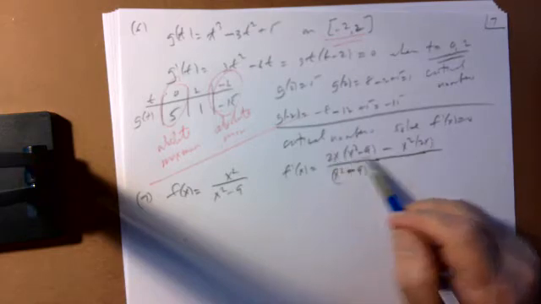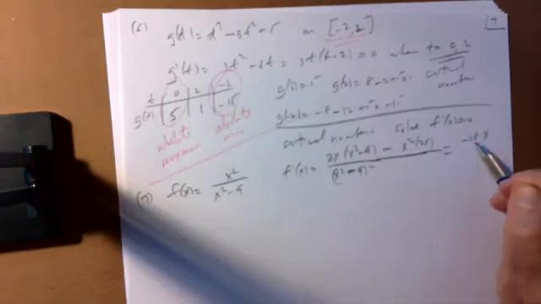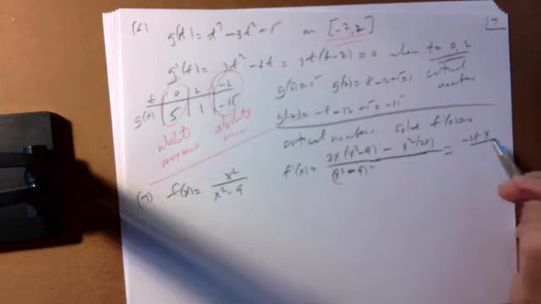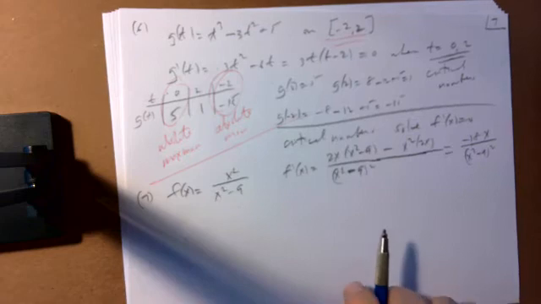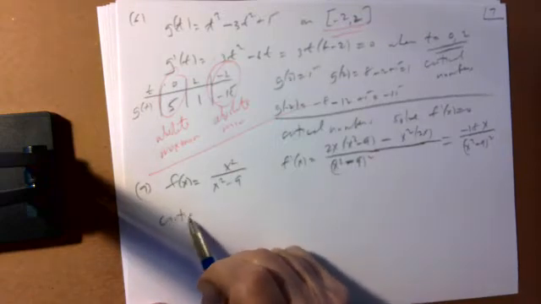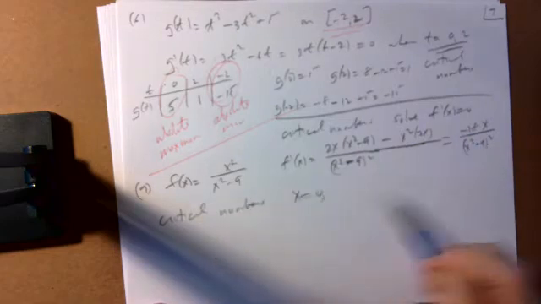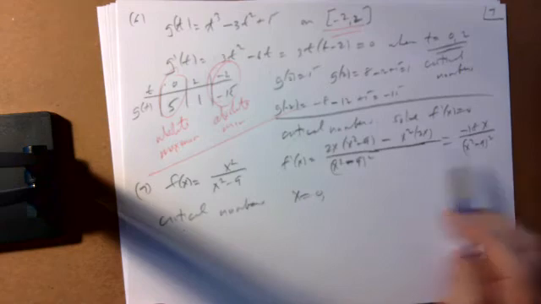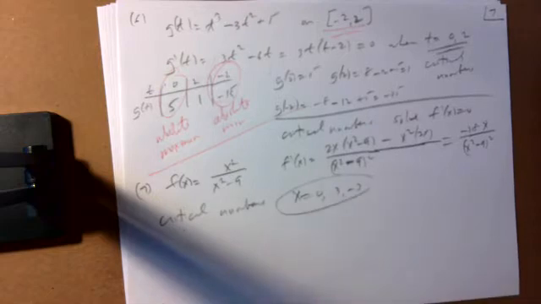Here we have a 2x cubed, and here we have minus 2x cubed, so they cancel. So this is minus 18x. 2 times minus 9 is 18x over x squared minus 9 squared. So you have a critical number where the derivative is 0 or doesn't exist. So the derivative is 0 at x equals 0, and it also doesn't exist where the denominator is 0, which is 3 and minus 3. So those are the critical numbers.